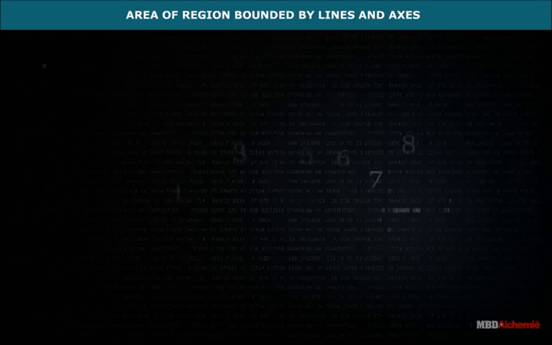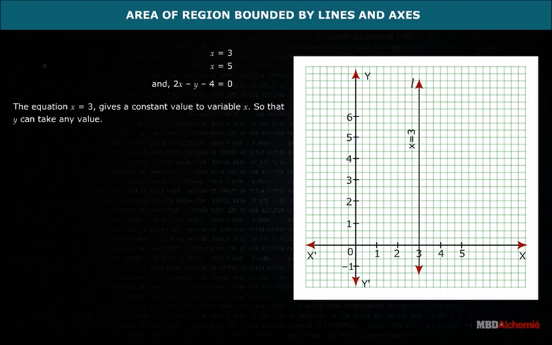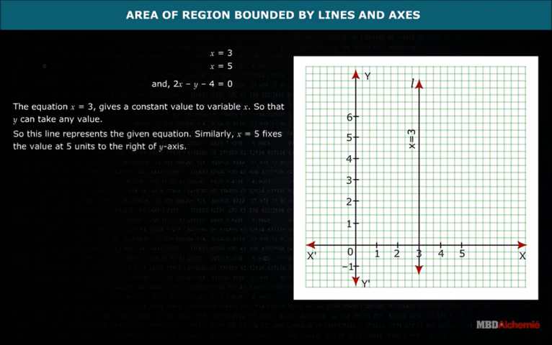Area of region bounded by lines and axes. We are working on this system of three equations. We plot them on the xy axis. The equation x equals 3 gives a constant value to variable x, so that y can take any value. So this line represents the given equation. Similarly, x equals 5 fixes the value at 5 units to the right of the y-axis.